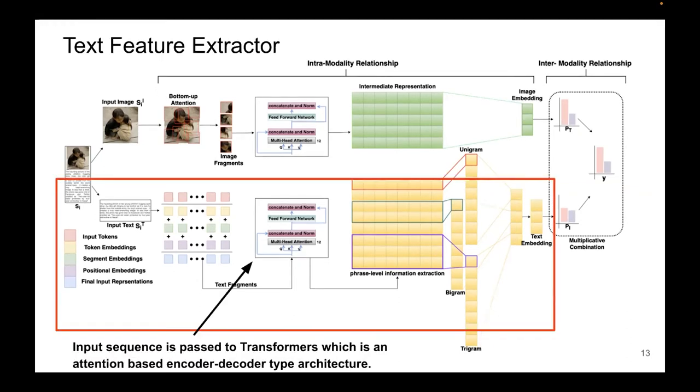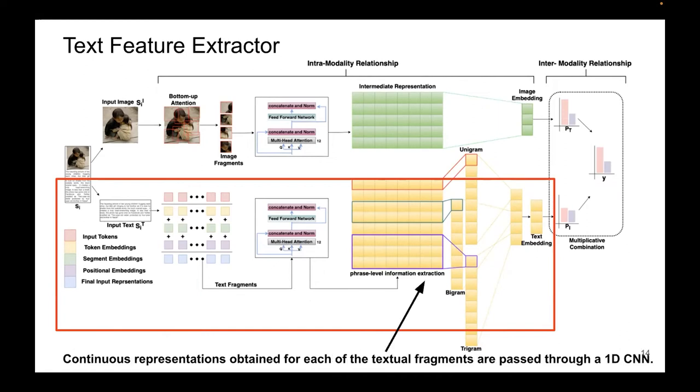The first network is the text feature extractor. The text input is first represented as a sequence of word piece tokens, which is then passed through a transformer. We adopt BERT to perform the desired task. The continuous representations that contain all the learned information of the input are then passed through a one-dimensional convolutional neural network to capture the hidden local context information.